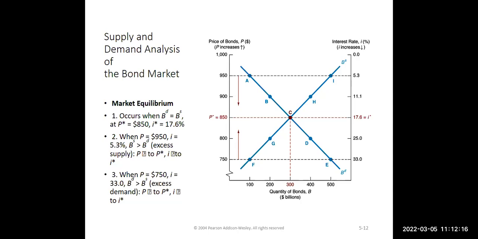For example, a bond with a price of $950 will give you a 5.3% return. Similarly, a $900 bond will give you an 11% return, and an $850 bond will give you a 17.8% return. Something similar happens with the $800 and $750 that you can see here.